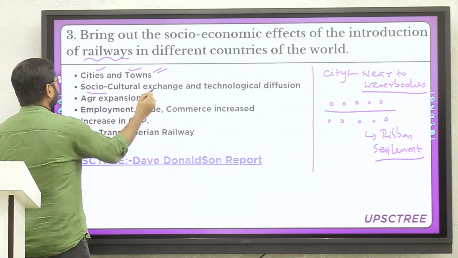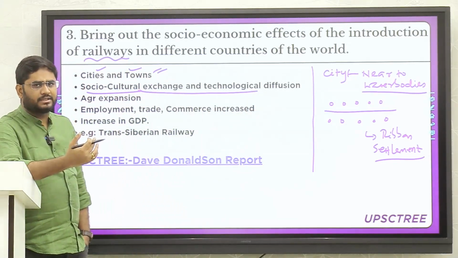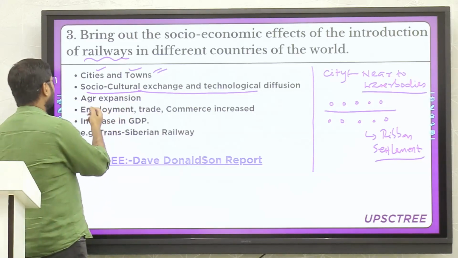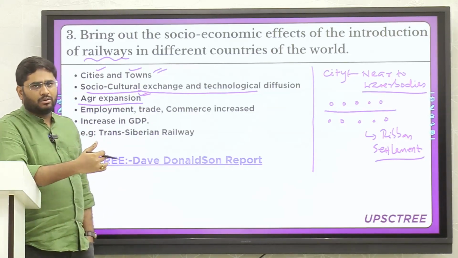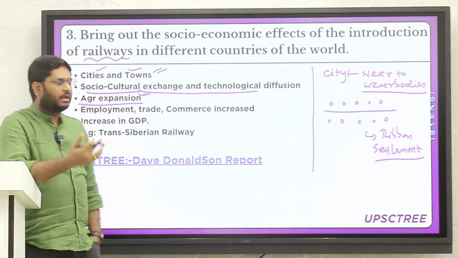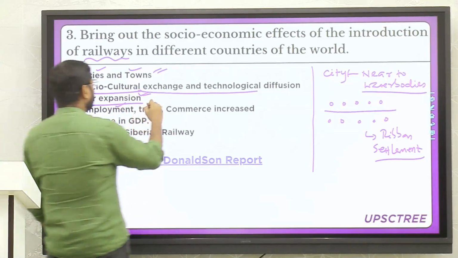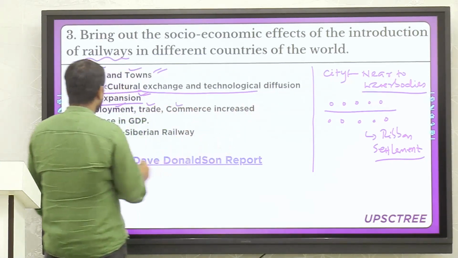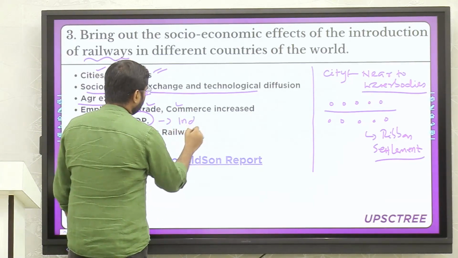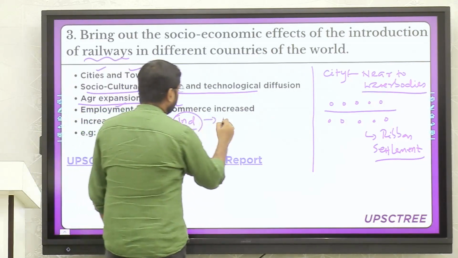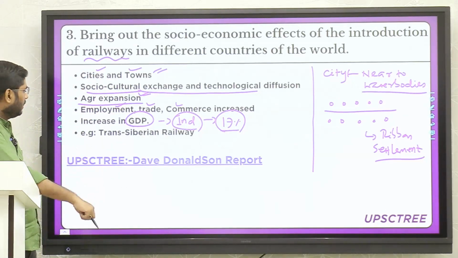Socio-cultural exchange and diffusion took place because railway enabled socio-cultural exchange and diffusion, technological diffusion as well. Agriculture expansion happened because agricultural goods can now be carried throughout the Indian market or anywhere in the world. So by and large it has a positive impact on employment, trade, commerce, etc. Most importantly, there was an increase in GDP. If you take the Indian example, we had around 17% GDP increase. So a positive boost to the economy.